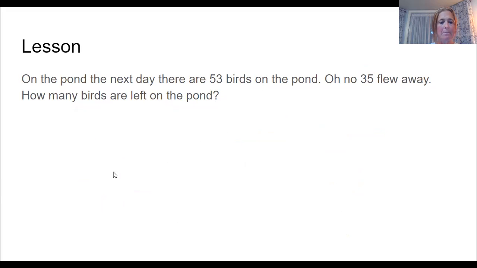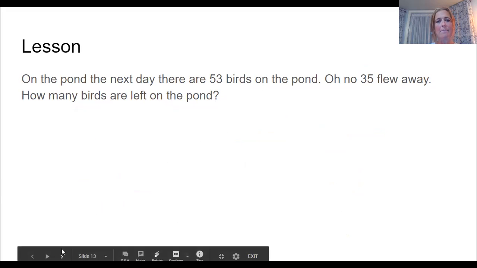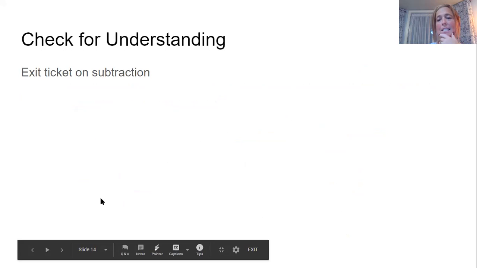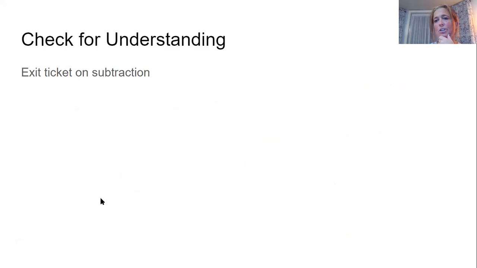Now let me get my mouse back so I can change the slide. All right, we will have an exit ticket on subtraction. Make sure you're looking for that in Seesaw.